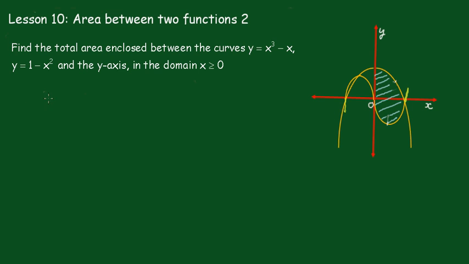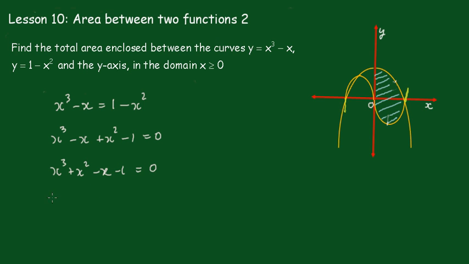So we'll solve these two simultaneously. So I'll get x cubed minus x equals 1 minus x squared. So we get x cubed minus x plus x squared minus 1 equals 0. Bit of rearranging. x cubed plus x squared minus x minus 1 equals 0.